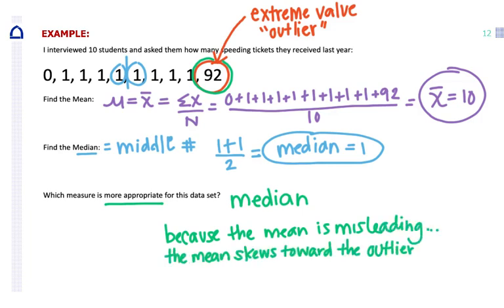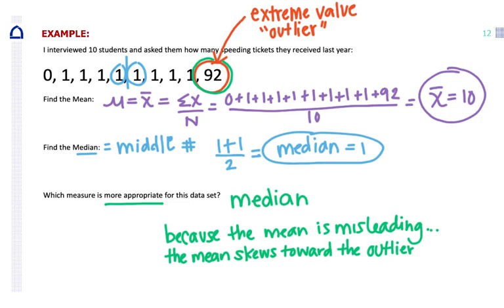The mean gets skewed toward the outlier. So if I just said the mean speeding tickets for my 10 students was 10 speeding tickets, you would think the students were not very good drivers, when in fact 9 of the 10 students were great drivers, and we had one student who sort of ruined it for the rest of them.